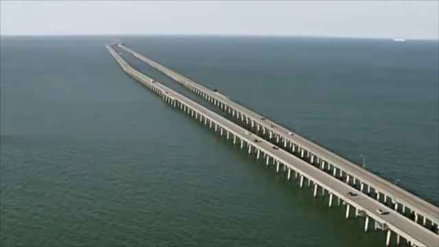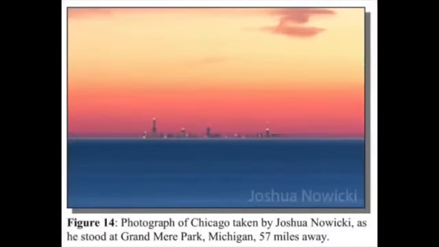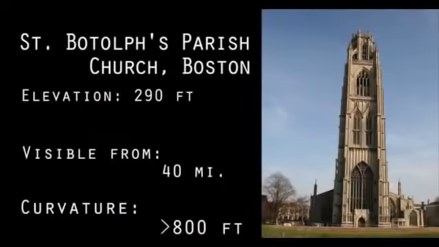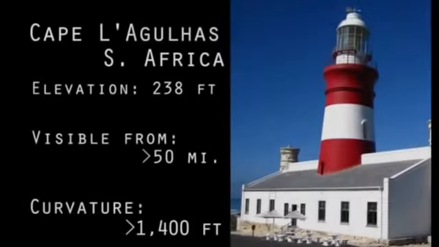We also have to look at the visibility of distant objects, which is impossible on a globe. For example, the Chicago skyline can be seen clearly. Here's a picture taken by Joshua Nowicki as he stood at Grandmere Park, Michigan, which is approximately 57 miles across from Lake Michigan. We have other places such as St. Botolph's Parish Church in Boston, which is 290 feet tall and visible for 40 miles, but it should be hidden under 800 feet of curvature. The Cape of Lagula of South Africa is 238 feet high and visible for 50 miles, where it should be below 1,400 feet of curvature if the Earth was really a ball.